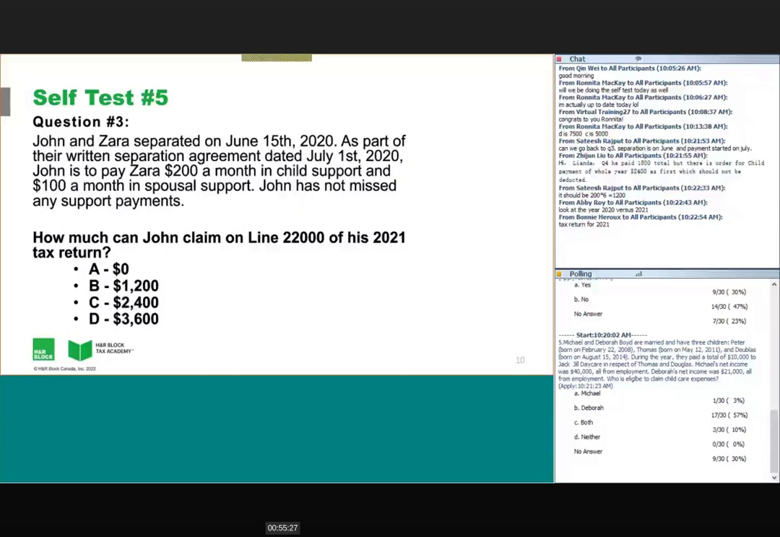Thank you, Bonnie, for that. That's correct. Yeah, so again, these are the type of questions you're going to see on the theory exam, and you have to read them carefully.